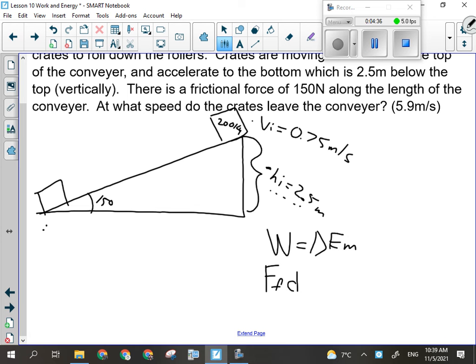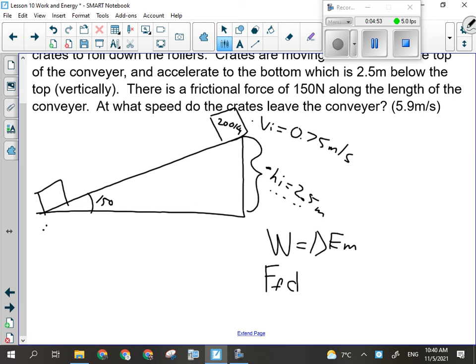Okay? The force of friction is what's causing the change in energy. If there was no friction, the amount of energy this thing has here and the amount of energy it has here would be equal. Okay, everyone okay with that? Because there'd be no work being done. There'd be no energy lost. This thing would just fly down the ramp.